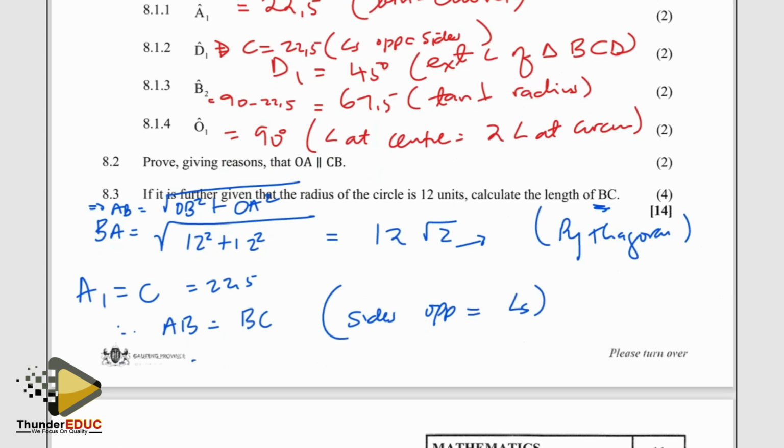Therefore, our BC is also going to be 12 root 2, or you can write it as a decimal to be 16,97 units.